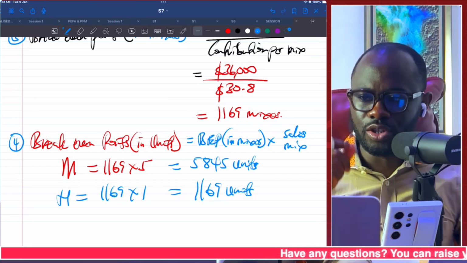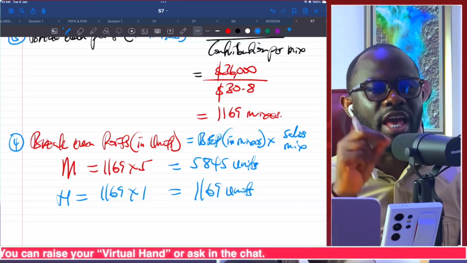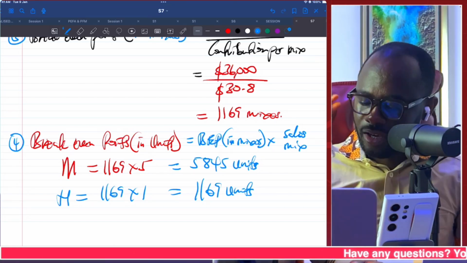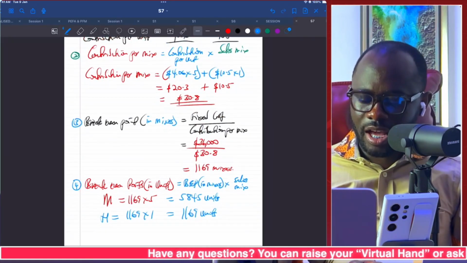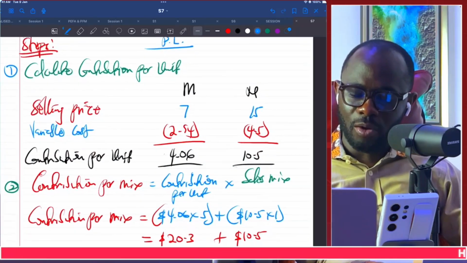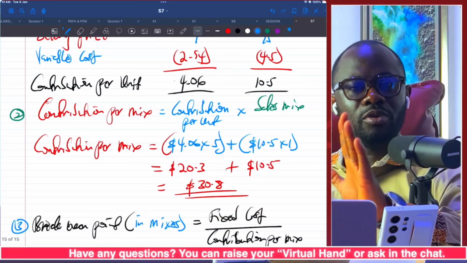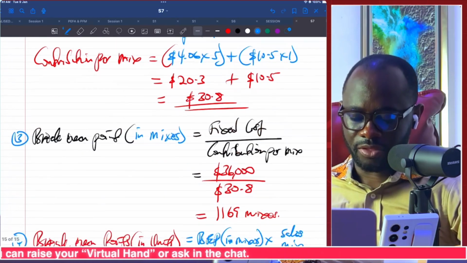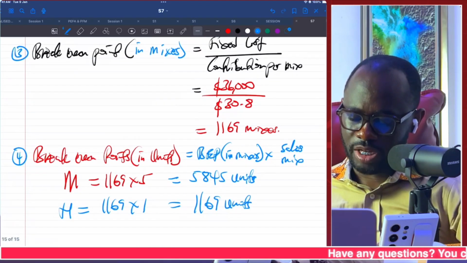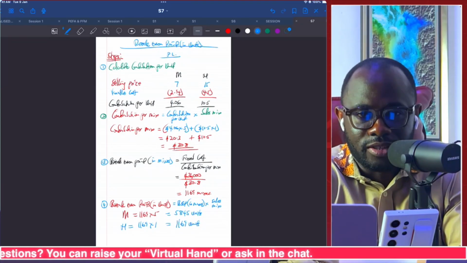So in order for our company to break even, we must sell 5,845 units of M and sell 1/5 of that of product N, 1169 units. This is how we calculate the break-even point in units for multiple products. So number 1, contribution per unit. Number 2, contribution per sales mix. Number 3, break-even point in mixes. Then that will be used to then calculate the break-even point in units. And that is what we do in a multiple product environment.